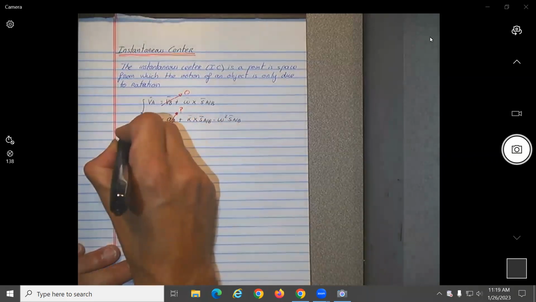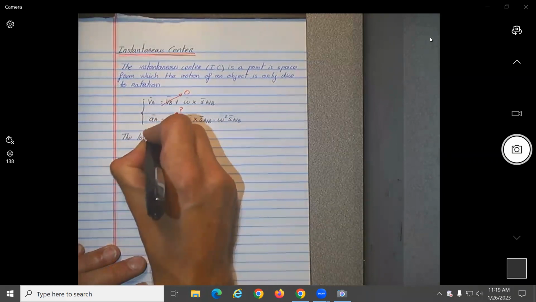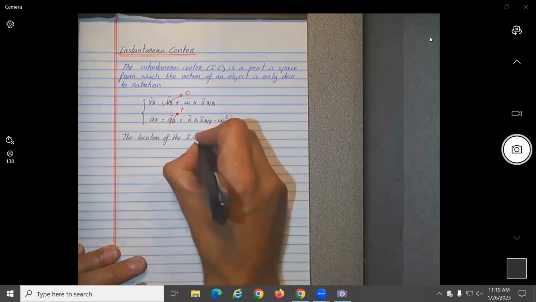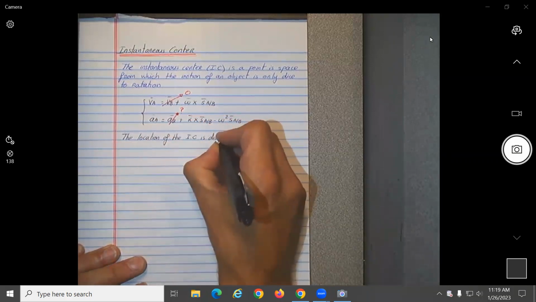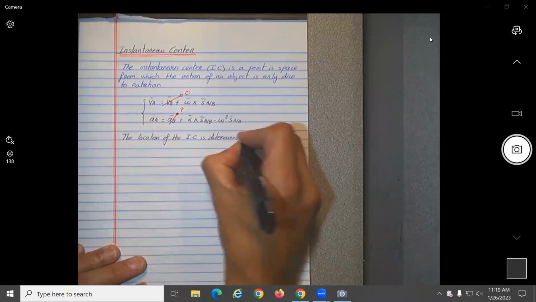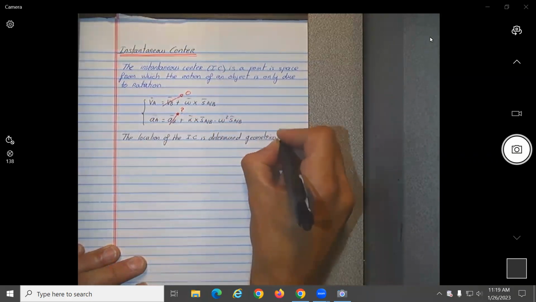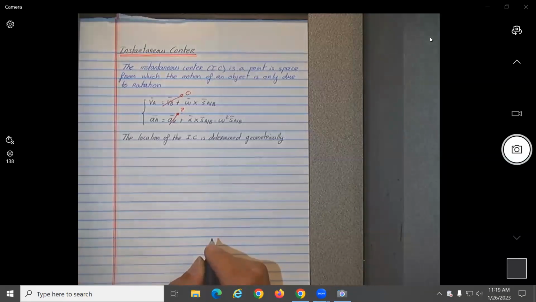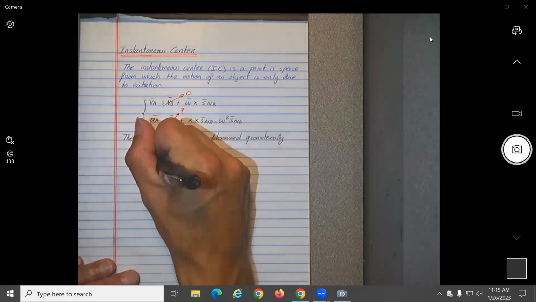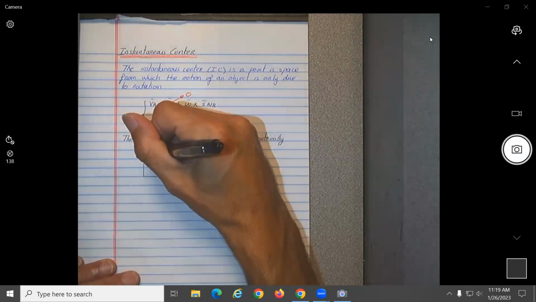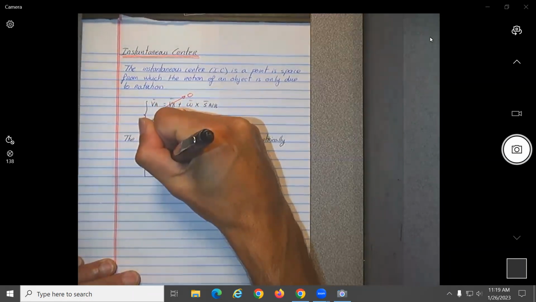Okay, so I'm going to put here: the location of the instantaneous center is determined geometrically. Okay, so there's two classes example. First one, I'm going to give it to you, but I don't like to solve these problems using the instantaneous center because it's not required. But this is the classic problem, okay?